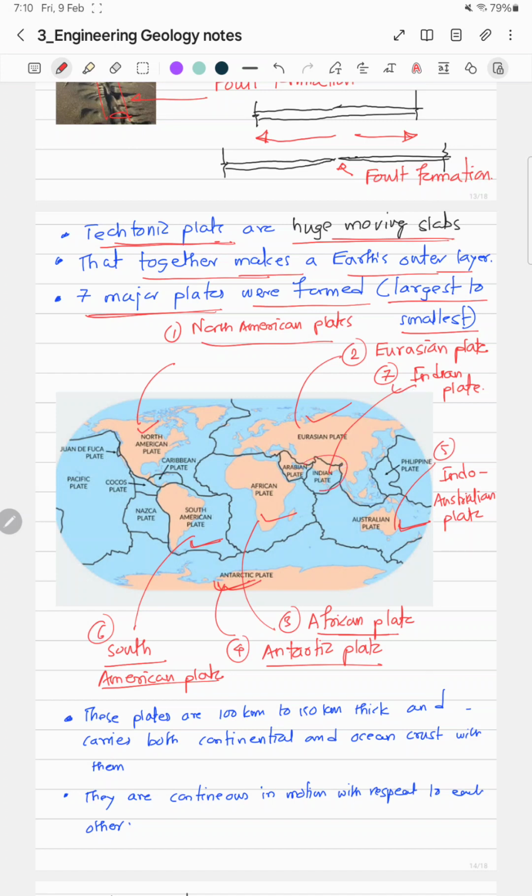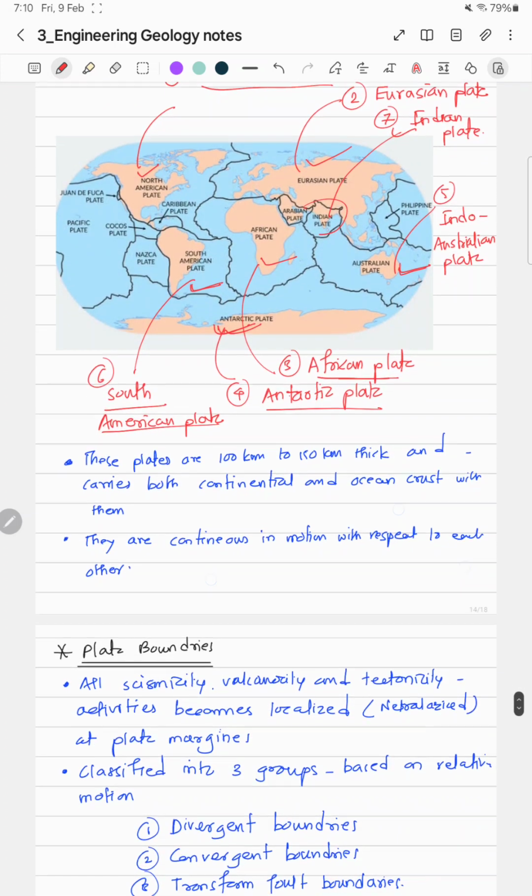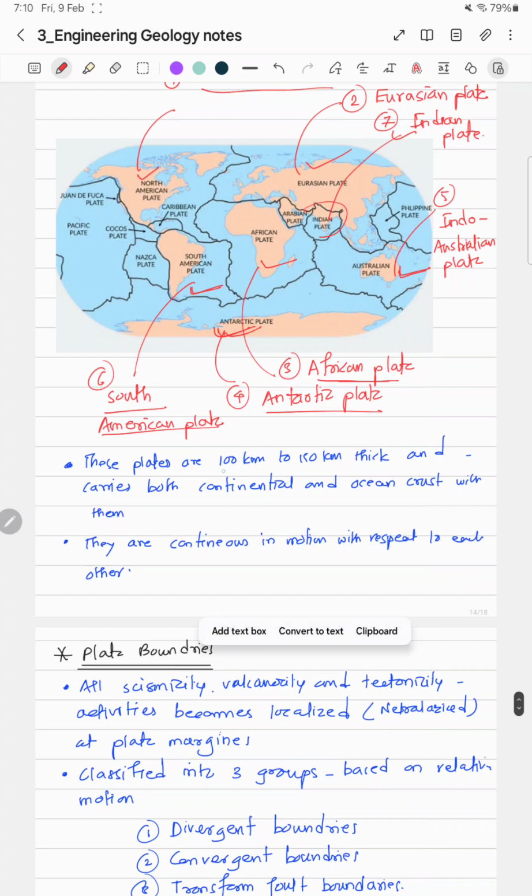Sorry, previously I said 150 to 200 kilometers. It is actually 100 to 150 kilometers thick. These plates carry both continental and oceanic crust with them, and they are continuously in motion with respect to each other.